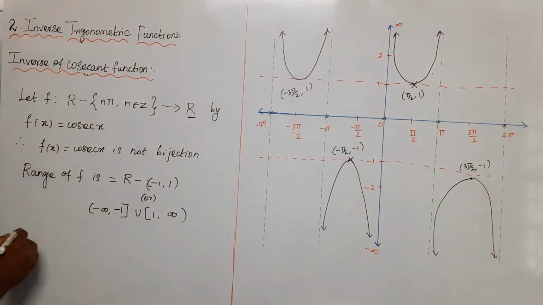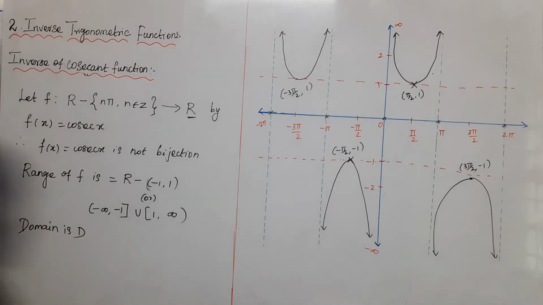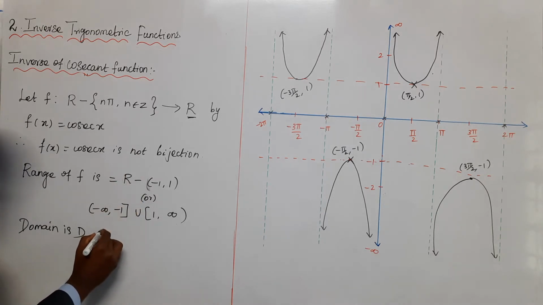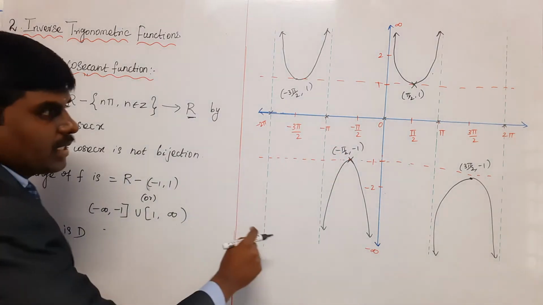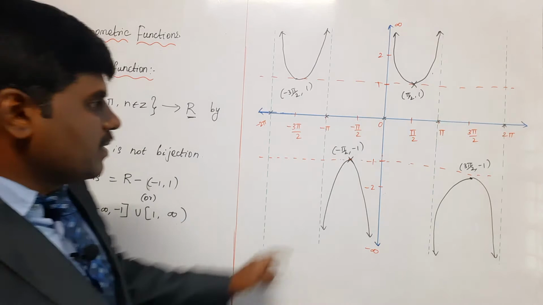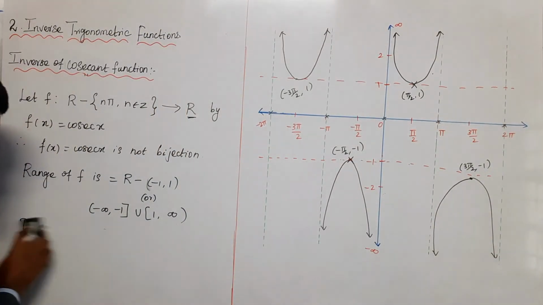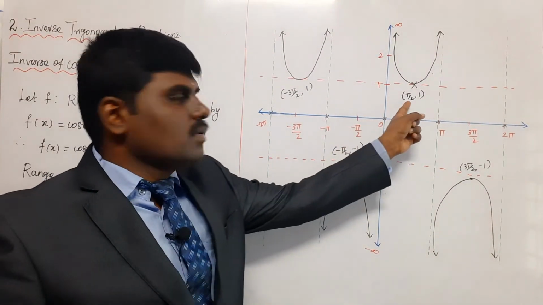Here, the restricted domain is the domain D. What are the values? The closed interval minus 3 pi by 2 to minus pi by 2, but except one value, minus pi. Again, next, minus pi by 2 to plus pi by 2. So I will come directly to the principal value, and restrict the domain to minus pi by 2 to plus pi by 2.